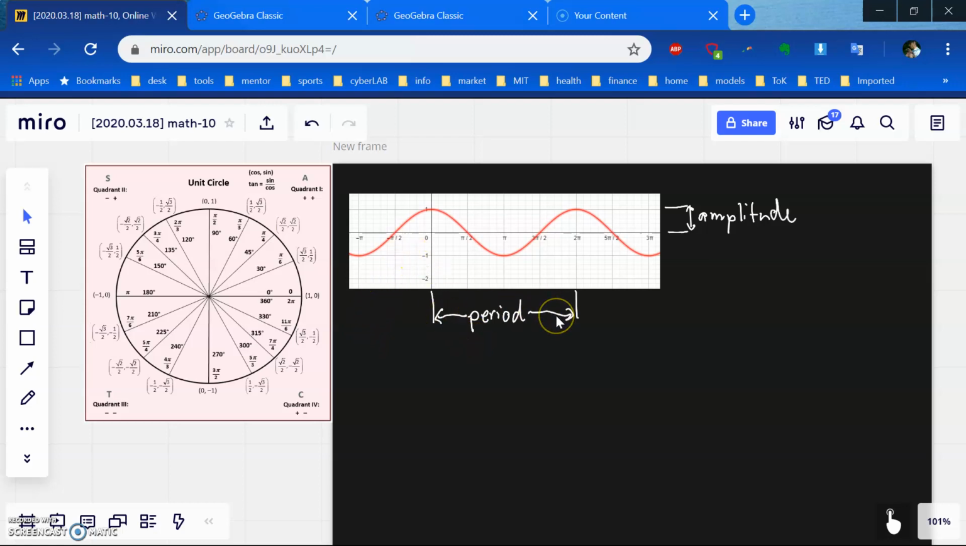I've already written in the period, which is the same from 0 to 2 pi, and the amplitude, in this case from 0 up to 1. It gets up to 1 here. We can see there's a little difference. The sine function started at 0 and went up and down at 0 here. But here, it starts at 1, goes down, comes back up to 1.